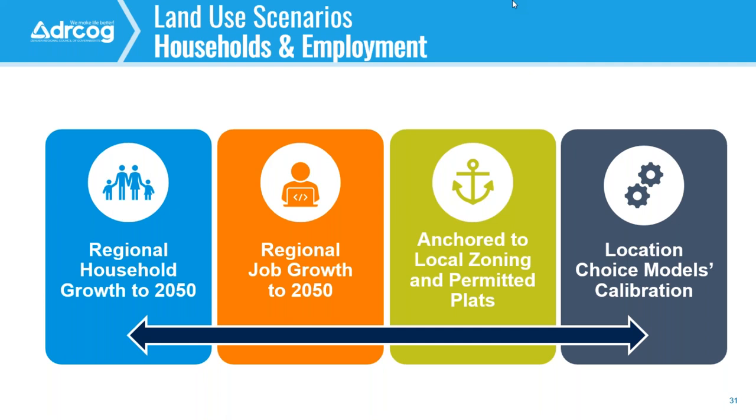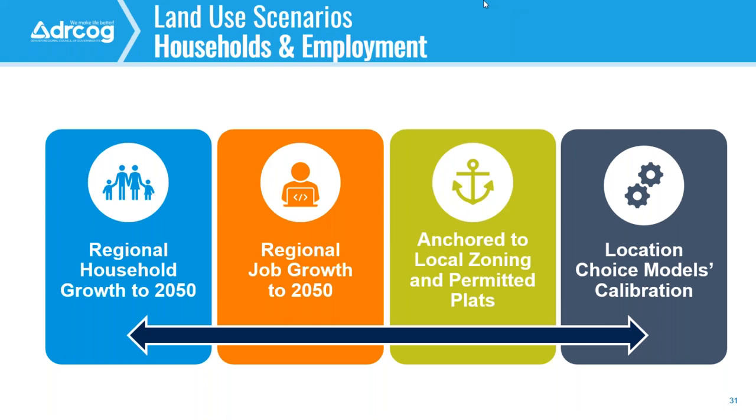All the scenarios that we're about to show you are anchored to local zoning and permitted plats. Since one of the scenarios assumes an increase in capacity for jobs or housing, that increase is done relative to what's in place now. So an increase in capacity in Denver or Castle Rock, for example, would look very different based on the capacity for households or employment growth today based on current zoning.